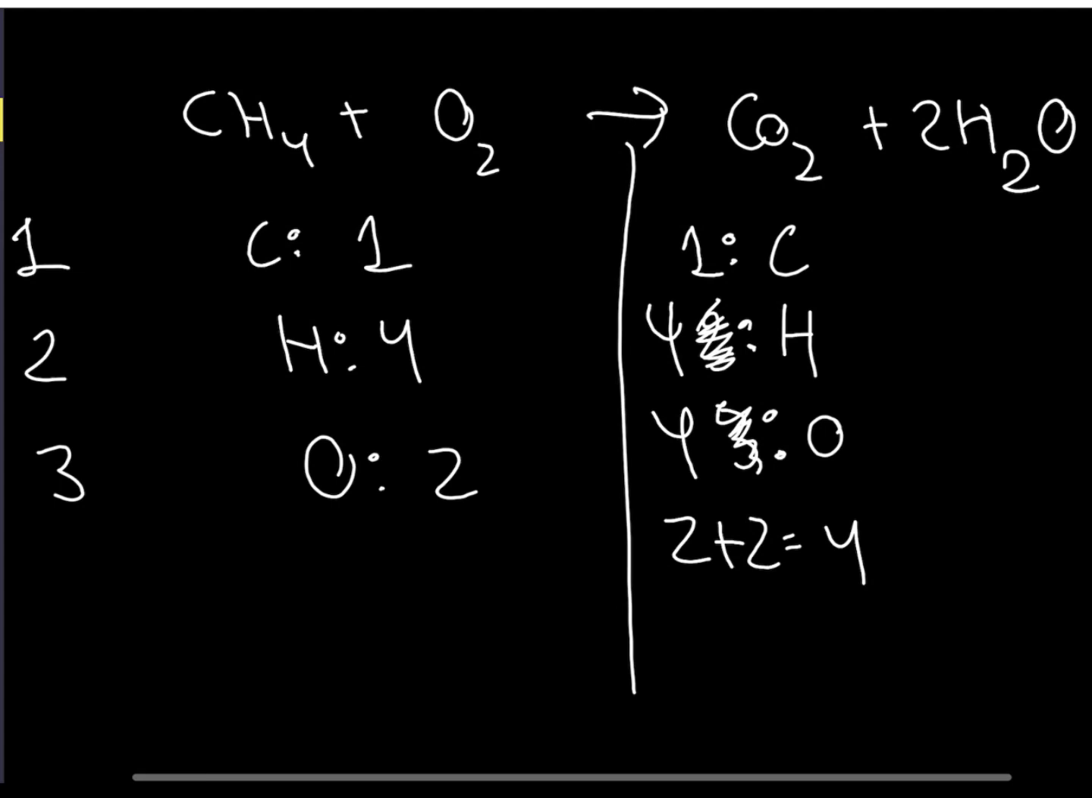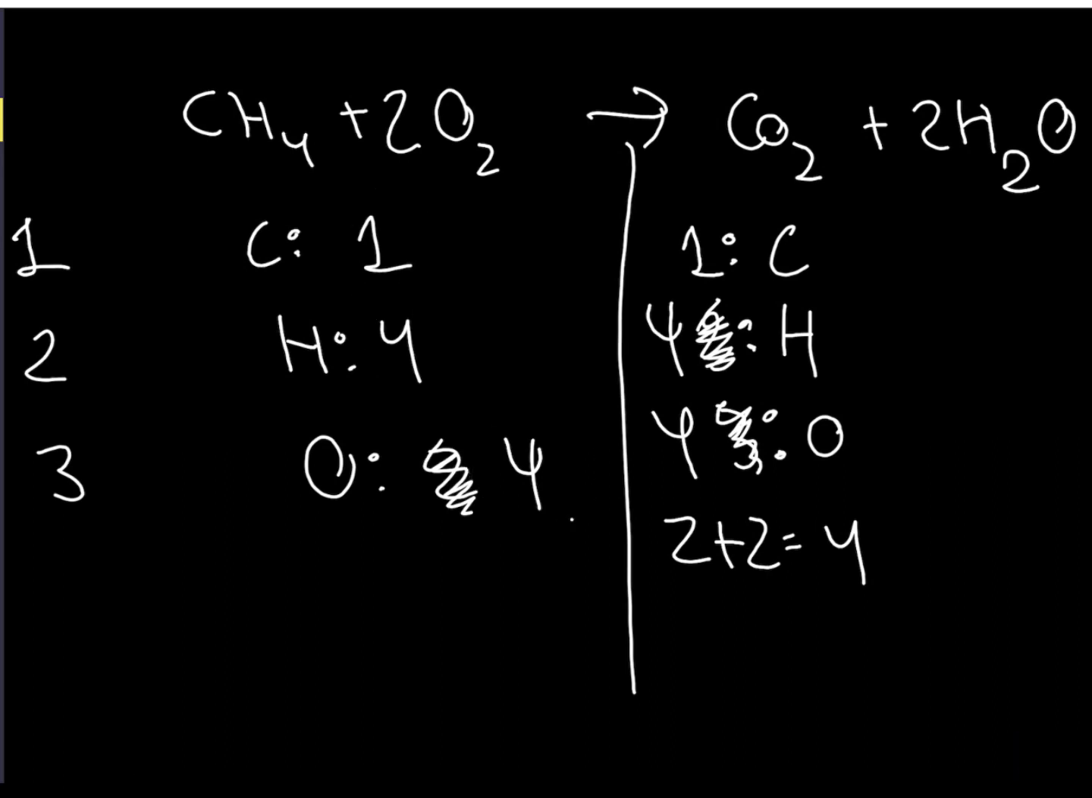And in order to balance those 4 oxygen atoms, well, you would need a 2 here. 2 times 2 is 4. So now we have 4 oxygen atoms, and our thing is balanced. We have 1 carbon, 1 hydrogen, and 1 oxygen.